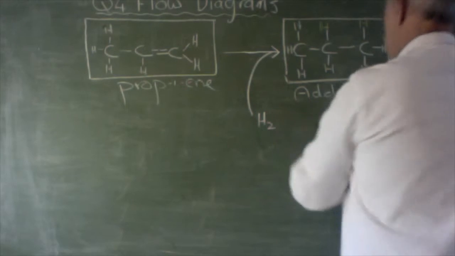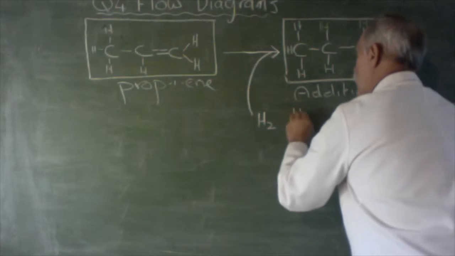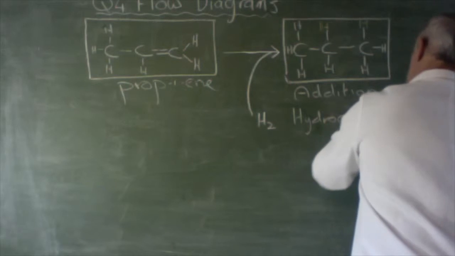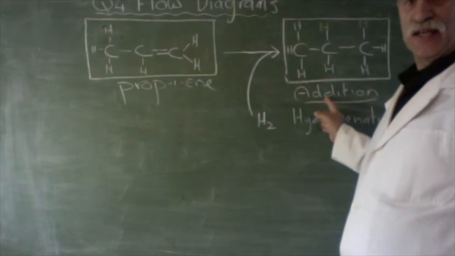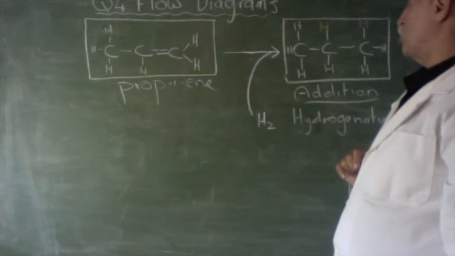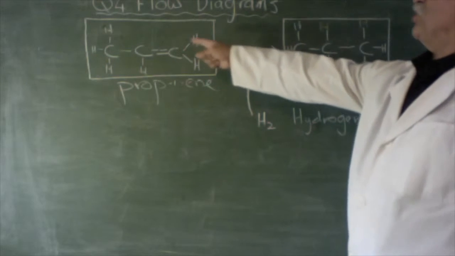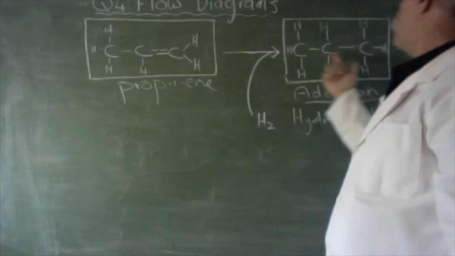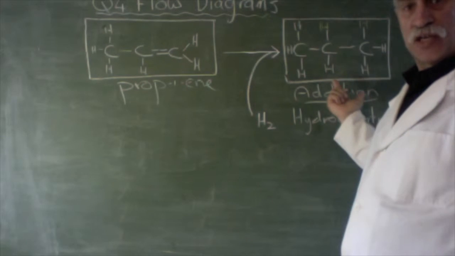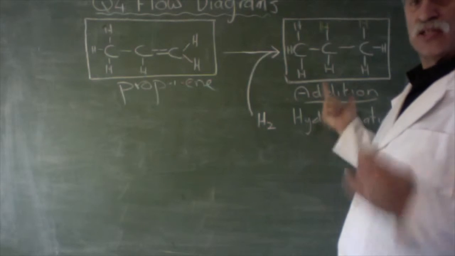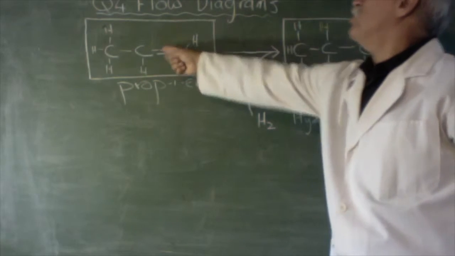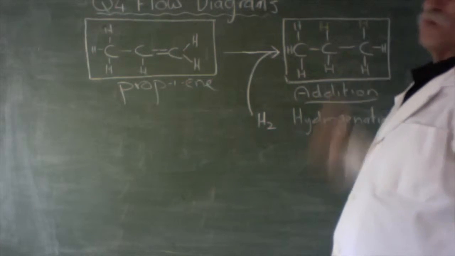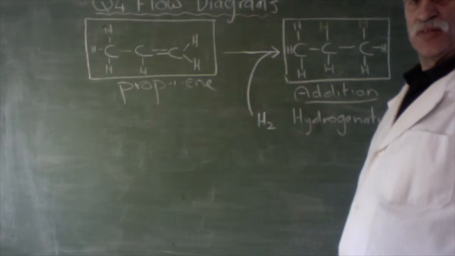So if we add hydrogen, we call that hydrogenation. So it's an addition reaction because we're adding stuff and we're adding hydrogen. You'll notice that this goes from a double bond, which we say is unsaturated, to single bonds, which we say is saturated. And that is an addition reaction, when we break a bond and add something to it, and we end up in a molecule that's only got single bonds.